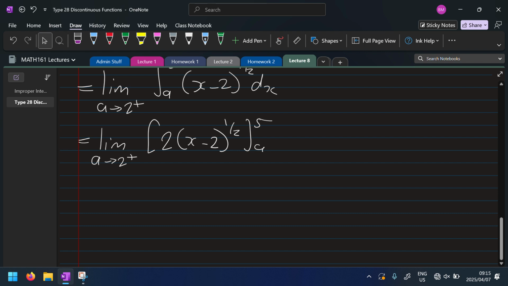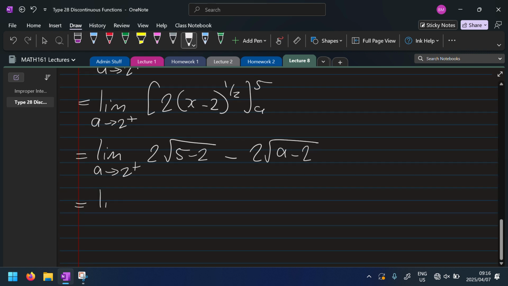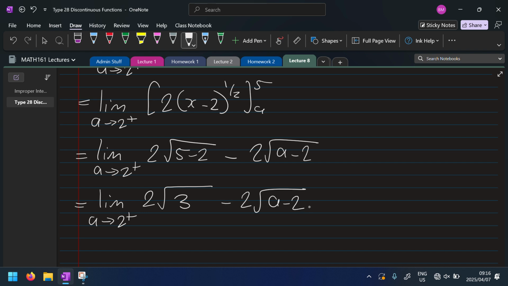Again, we ignore the limits. Forget about that. We do the substitution, and then at the end, we take the limit. So this is going to be the limit as a goes to 2 plus. This will be 2 roots, we substitute 5, so 5 minus 2, minus 2 roots a minus 2. We're just substituting. 5 minus 2, we can simplify that. So this is going to be the limit as a goes to 2 plus of 2 root 3 minus 2 root a minus 2. And this is where this 2 plus comes in.